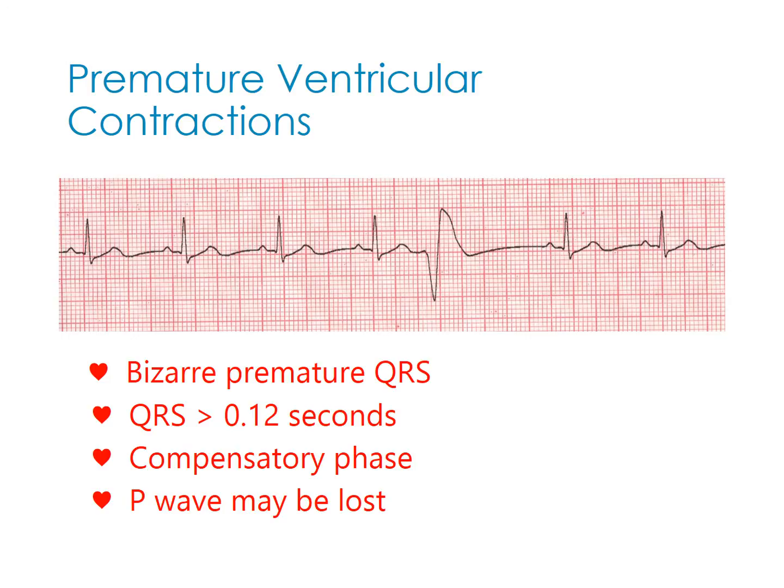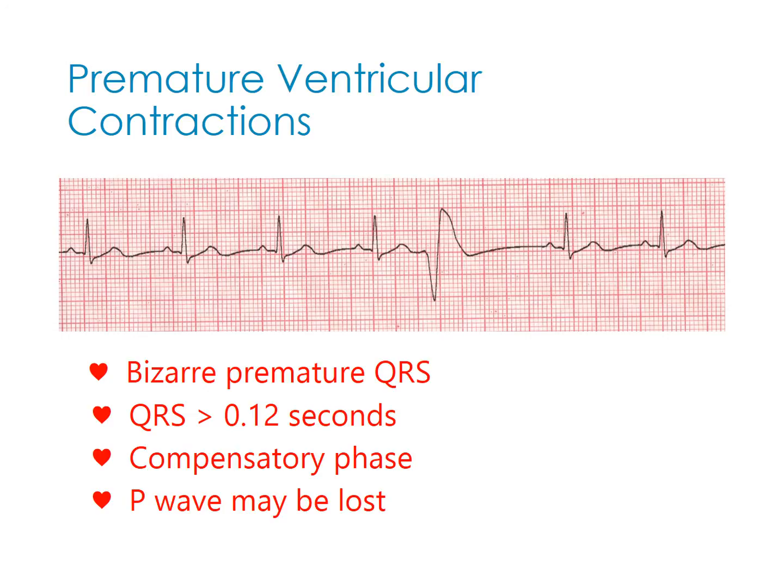So here is a strip of premature ventricular contraction. This is a bizarre premature QRS. Can you guys see it if you look at it? It is 1, 2, 3, the fifth beat if you're looking at your QRS complexes. Okay, so the QRS in that PVC is wide and bizarre. It's greater than 0.12 seconds. Remember, 0.12 seconds is just 3 of those small boxes, so it's definitely larger than that.